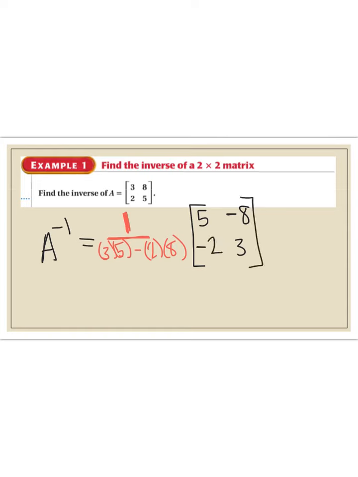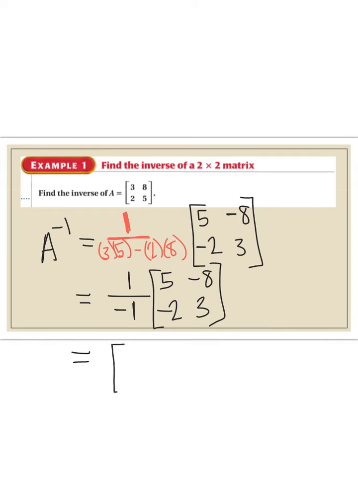Okay, now I'm ready to simplify. So for the determinant I would have 1 over 15 minus 16, which is negative 1. And I still have my matrix here. So now it's just scalar multiplication. So I take -1 times every element in my matrix. And now I've found the inverse of A.